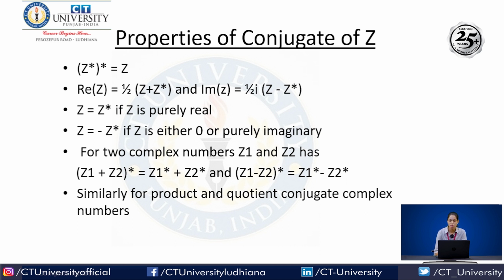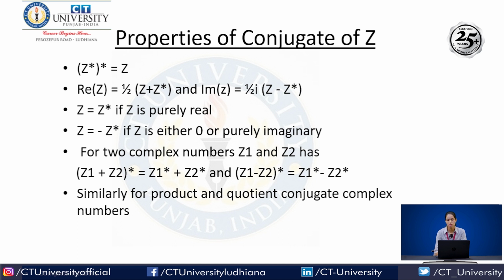Then I can also write the real part of z as half of z plus z conjugate. Taking z as a plus iota b, the conjugate is a minus iota b. Taking the addition, the iota b terms cancel, I am left with 2a, and the 2 cancels with the half, so the real part of z is a. Also, the imaginary part of z equals half iota of z minus z conjugate. Taking the same example, a plus iota b and a minus iota b, taking the subtraction of both, I am left with iota 2b. Then the 2 cancels with the 2 and the iota cancels with the iota, so I am left with the imaginary part of z, that is b.